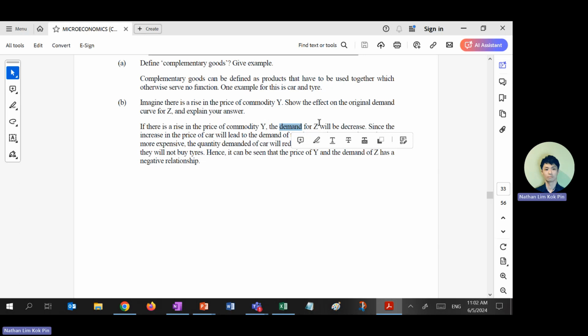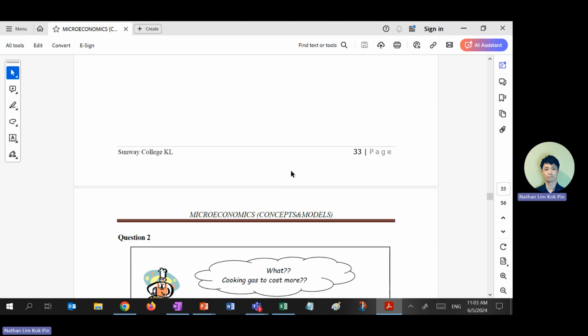Right, since the increase in the price of cars will lead to the demand for tires becoming lesser, as the car is now more expensive, the quantity demanded of cars will reduce. If consumers buy fewer cars, they will not buy tires. Make sense? This is how you write. Okay, this is for question 1.